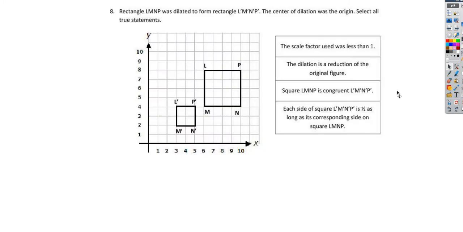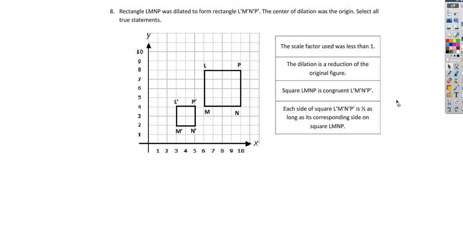Number 8. Rectangle LMNP was dilated to form rectangle L', M', N', P'. The center of dilation was the origin. Select all true statements. Remember, this is a hotspot question, which means there is going to be more than one answer. Our first choice is the scale factor used was less than 1.